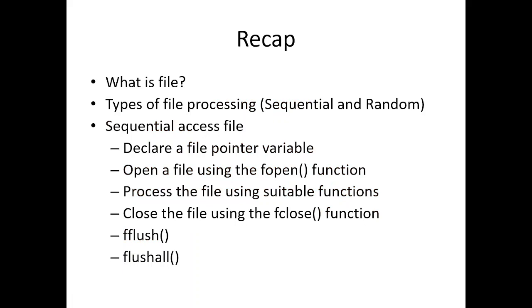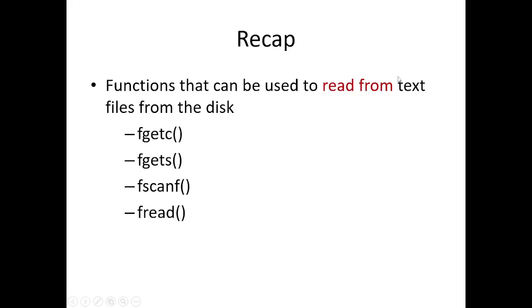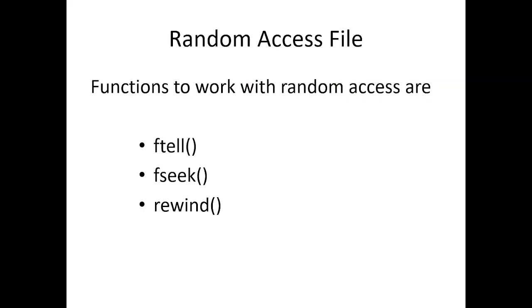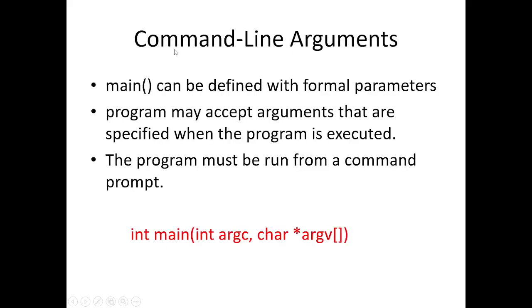In the previous lectures we have discussed what a file is, the types of file processing, how to access files sequentially using the fopen function and the fclose function, and how to clear the buffers. In the second video we discussed how to read from a file and write to a file. In the third video we discussed random file access, where we covered these three built-in functions. In this video we are going to discuss command line arguments.